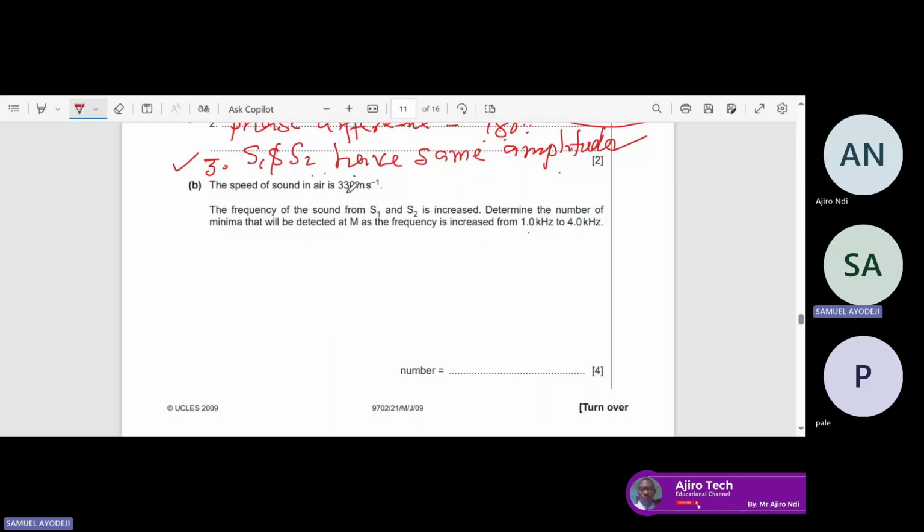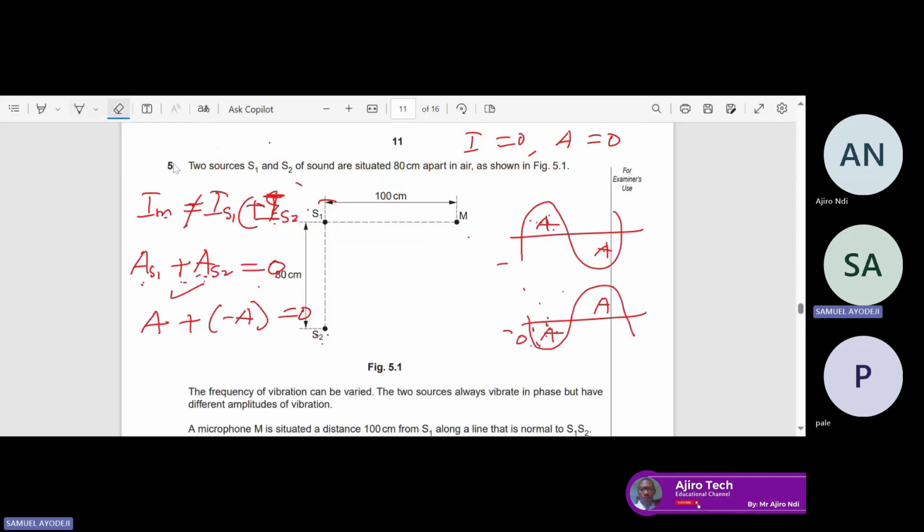So if we have intensity, let's go and calculate the wavelength. No, the wavelength first. Let's see. No, first of all, let's calculate the path difference first. You need to calculate. In fact, we need all this type of question.